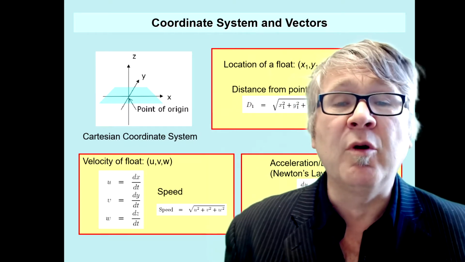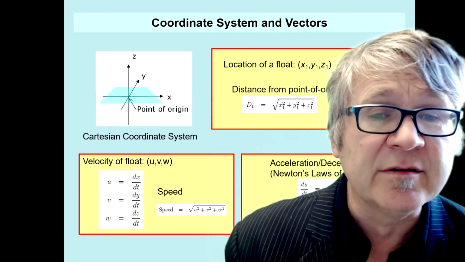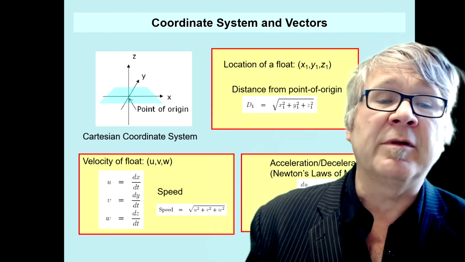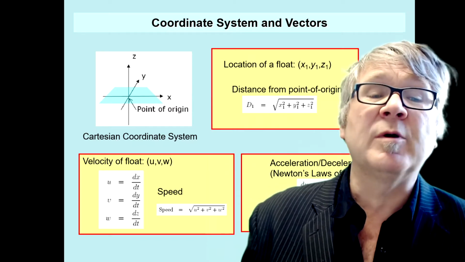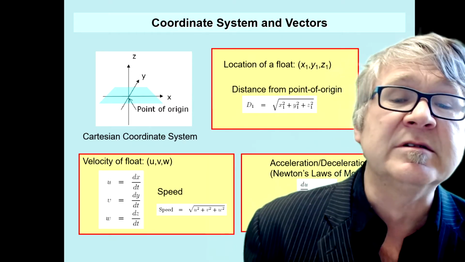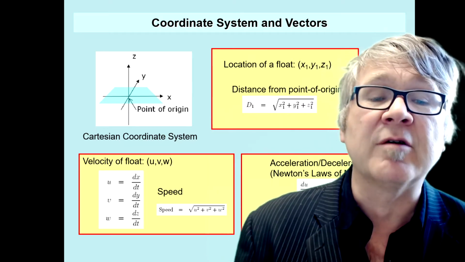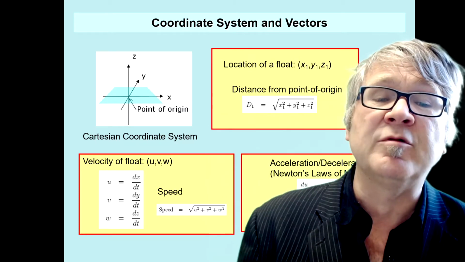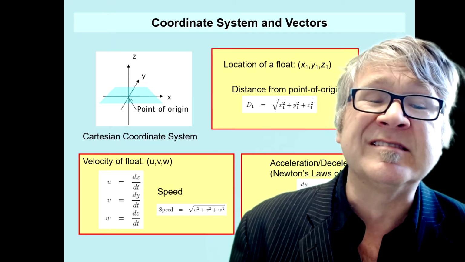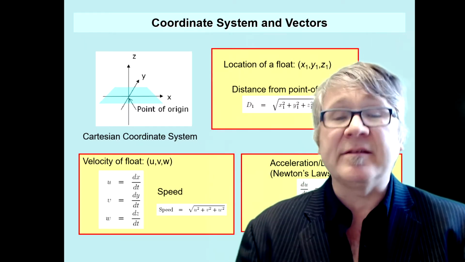And somewhere we have a point of origin. This is how we identify locations. For example, you can locate any float through its three coordinates, x1, y1, and z1. You can also work out the distance of a float from the point of origin, and you use a Pythagoras type of equation: the square root of the sum of all the individual components squared. So that's one bit.